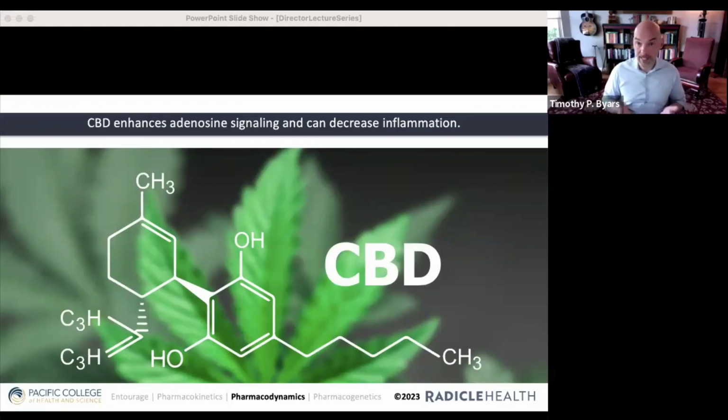Well established that cannabinoids have anti-inflammatory effects, and some of these effects are mediated by CB2. But we know that CBD weakly binds to CB2, if at all. So by inhibiting adenosine uptake, CBD enhances endogenous adenosine signaling. And again, it suggests a non-cannabinoid receptor mechanism by which CBD can decrease inflammation.